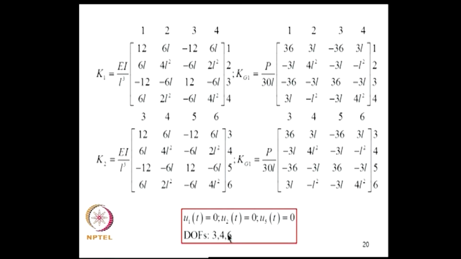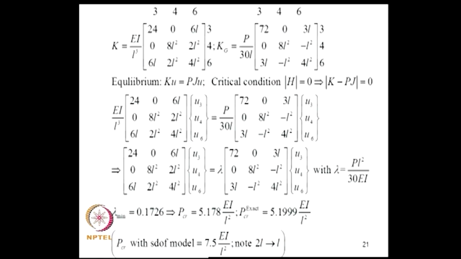Either you can form the A matrices for the 2 elements and assemble them through matrix operations, or if you are working with pen and paper, you can assemble them by observations. So we get the 3 by 3 reduced structure elastic stiffness matrix and reduced structure geometric stiffness matrix. For equilibrium, it is Ku is equal to P ju, and critical condition is this.